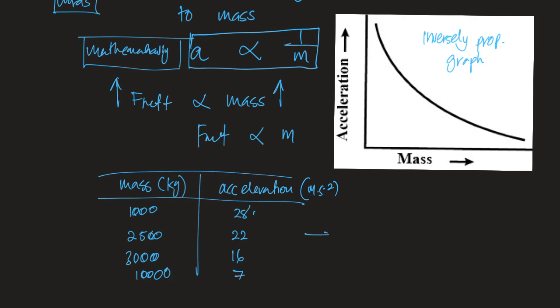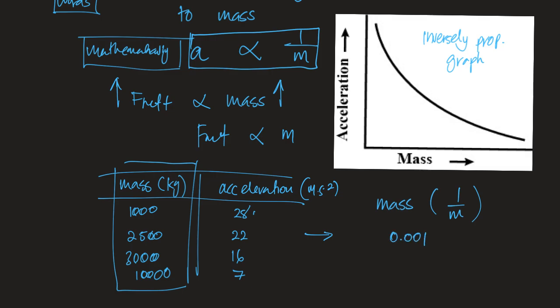When we plot this graph, we cannot plot these values as they are. So your mass values will have to be 1 divided by mass. So for each value, for the first one, for example, I'll have to plot the mass at 0.001. Then for the second one, I'd have to plot it at 0.0004 and so on. Right?